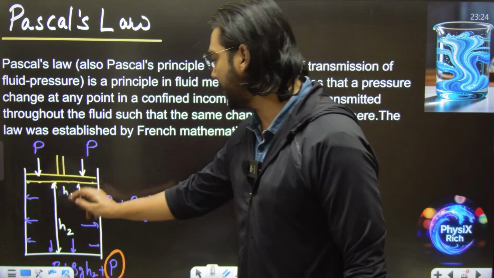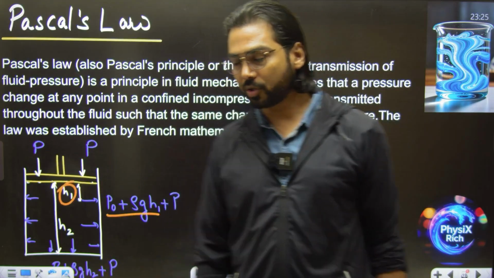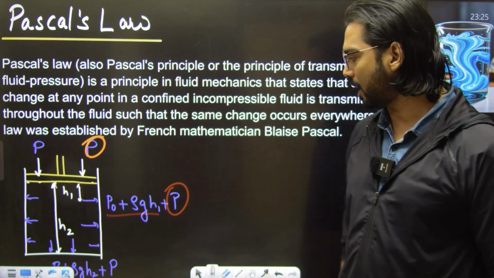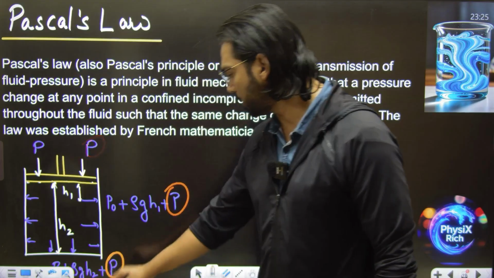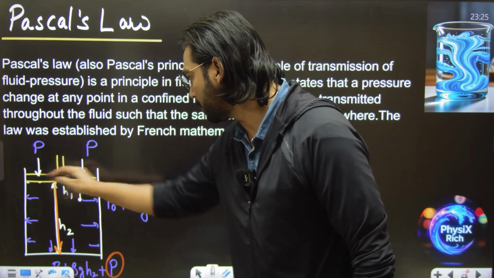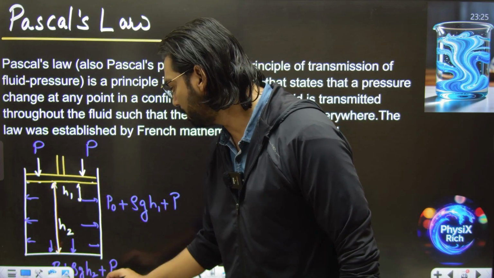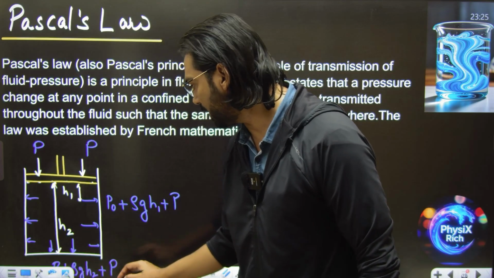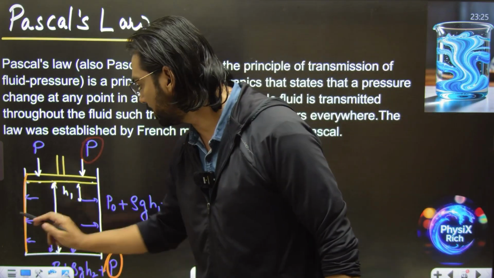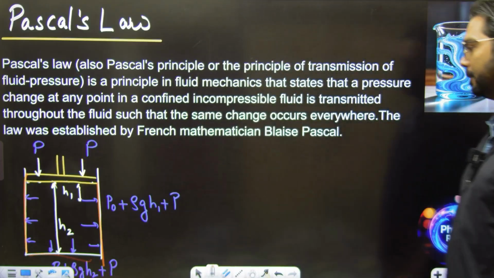Let's say this height is H1. If this height is H1, then the pressure over here must be P naught plus rho g H1. But because I have put a P extra pressure, this point will also have an extra P pressure, especially because I am pushing this piston downwards. So this pressure is P naught plus rho gh, and this is P naught plus rho gh plus an extra pressure P added over here. And this extra pressure P is going to be put on each and every point inside of this fluid.